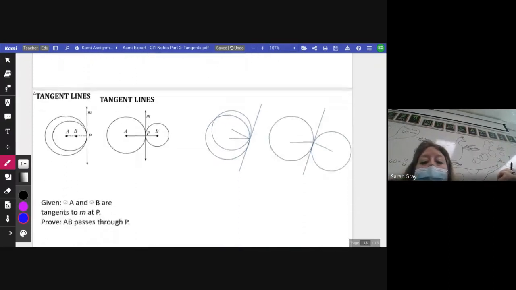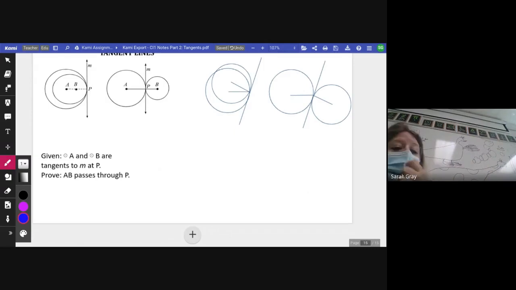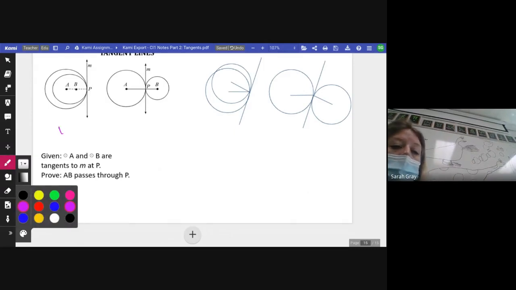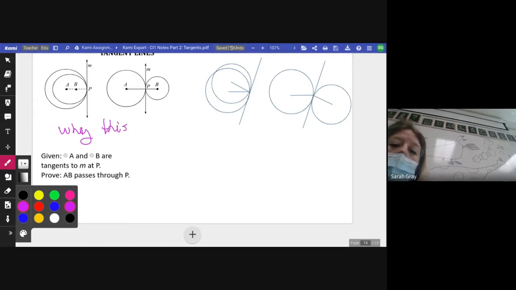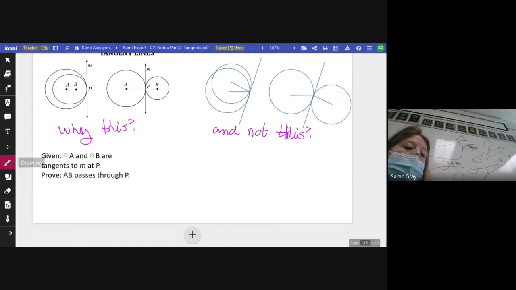So I want to question you. Oh, where'd my words go? What rule, or why does it have to be like this, one on the left, and not the one on the right? Lily, what do you think? Because it's not like a fully straight line. But why does it have to be a fully straight line?